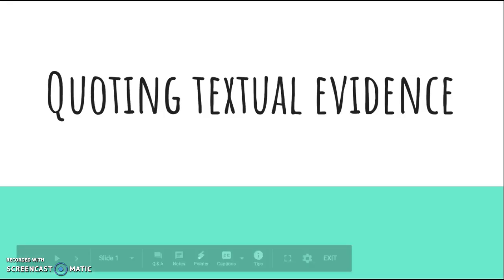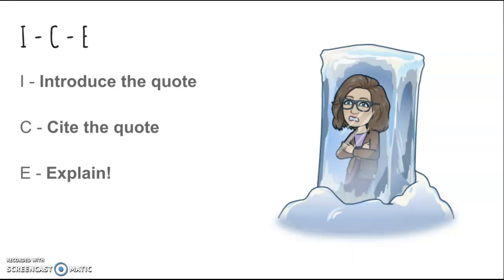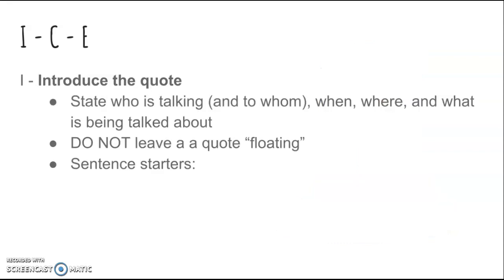Okay, so we're using a strategy called I.C.E. I-C-E. It stands for introduce the quote, cite the quote, and explain. So introduce the quote. That is the first step of I.C.E. You need to state who is talking and to whom, if it's relevant, when, where, and what is being talked about. So if you don't do that, you do something called a floating quote, and then it doesn't make sense.